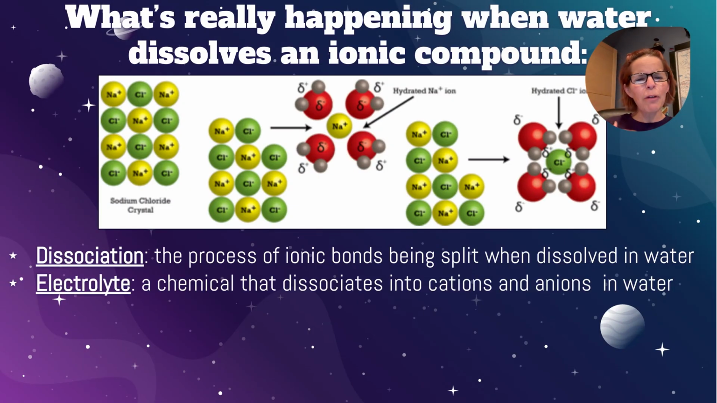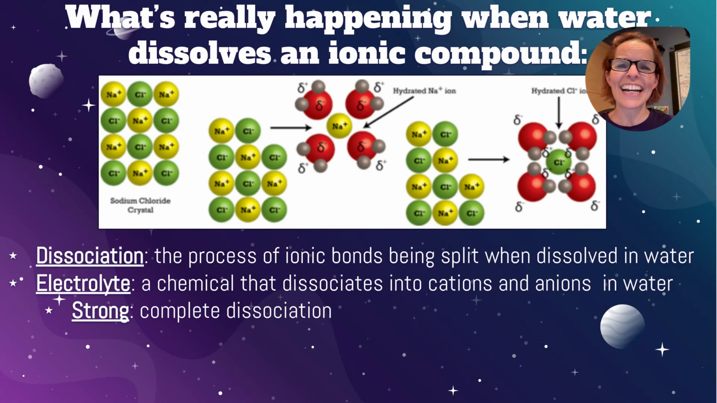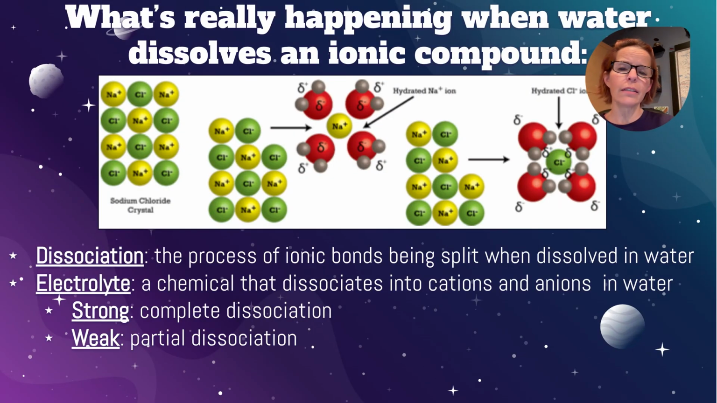And then I don't know how important this is, but just an FYI, you may have heard of electrolytes. So electrolytes are chemicals that dissociate into cations and anions in water. Remember, cations are positive, anions are negative. A strong electrolyte completely dissociates, and a weak electrolyte has partial dissociation, but not the entire thing dissociates.